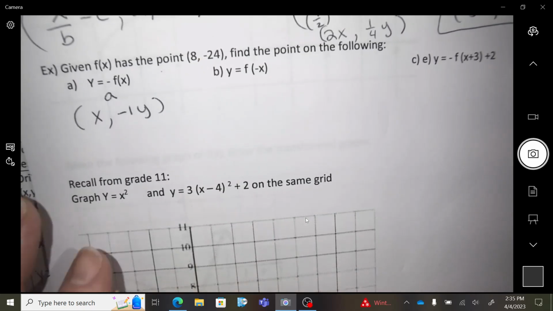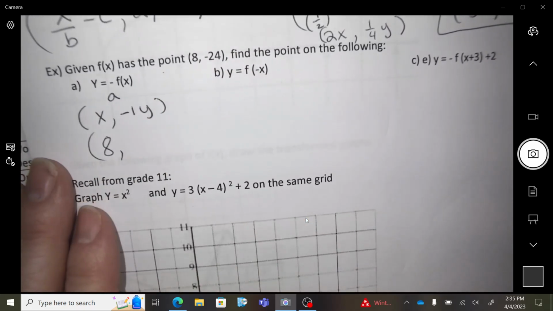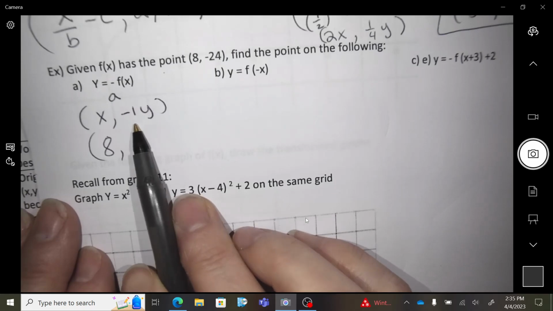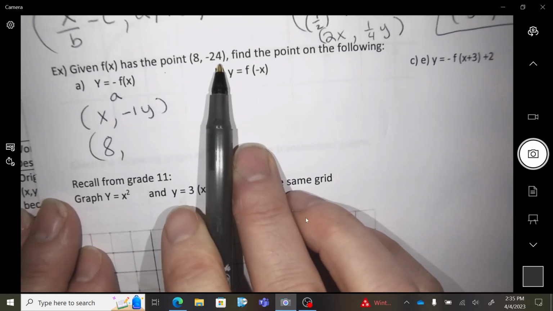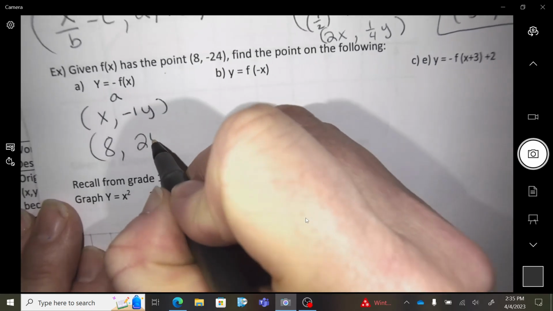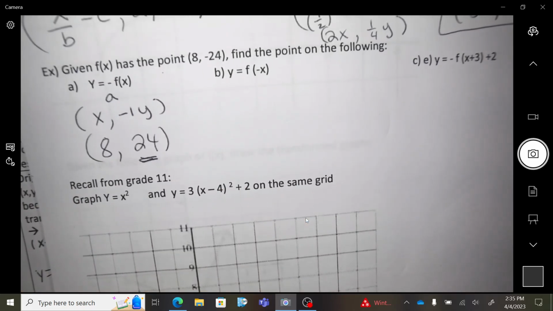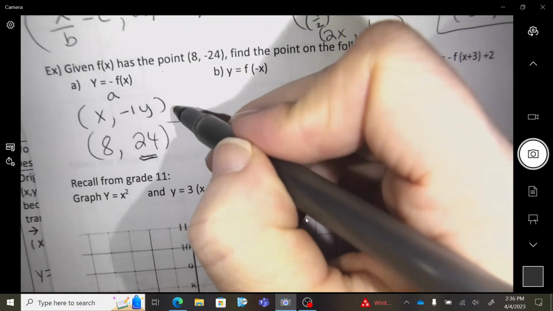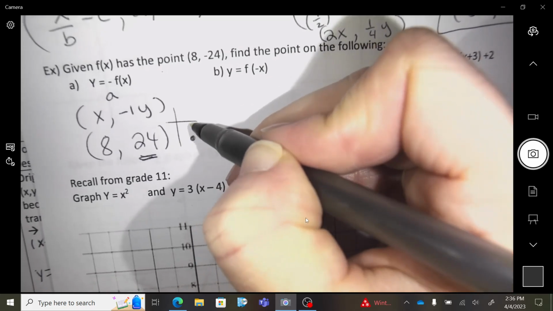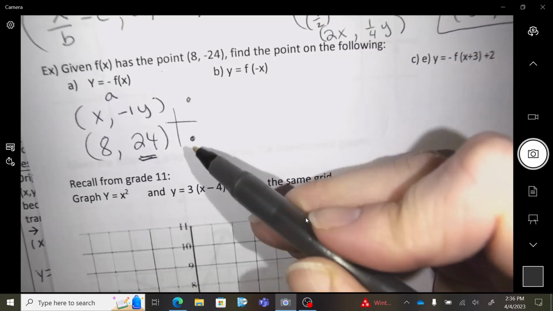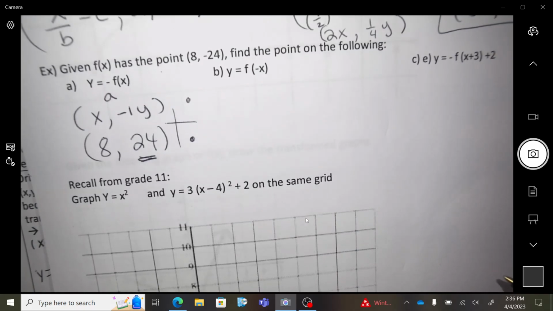So 8 is X. And then what is negative 1 times negative 24? Positive 24. So that's the thing I changed, right? Can you visualize it? 8, negative 24, and now 8, positive 24, right? You see the reflection?